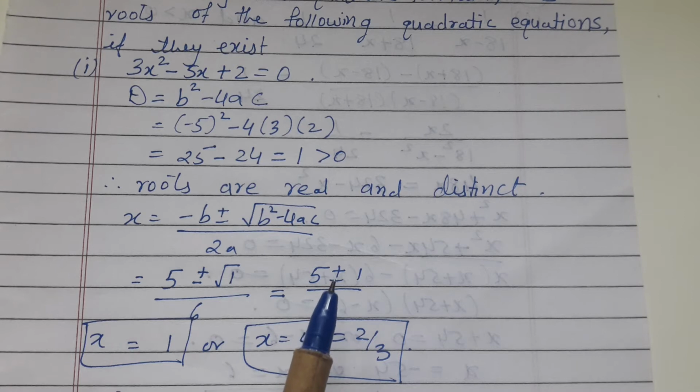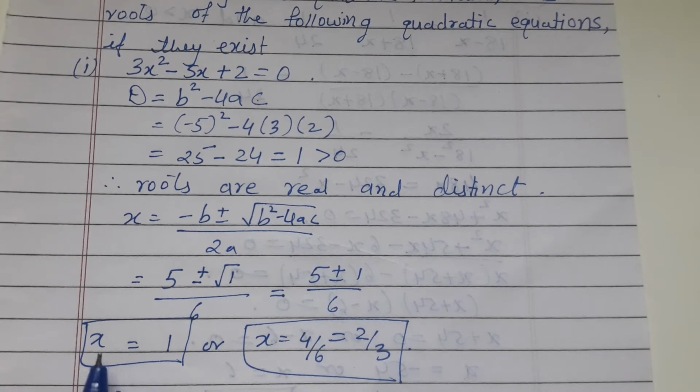When it is plus 1, 6 upon 6, x is equal to 1. When it is minus 1, 4 upon 6, therefore x is equal to 2 upon 3.